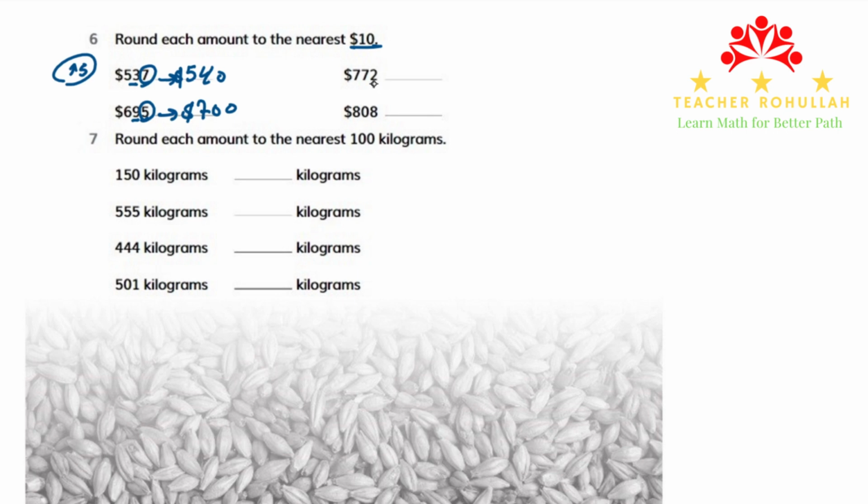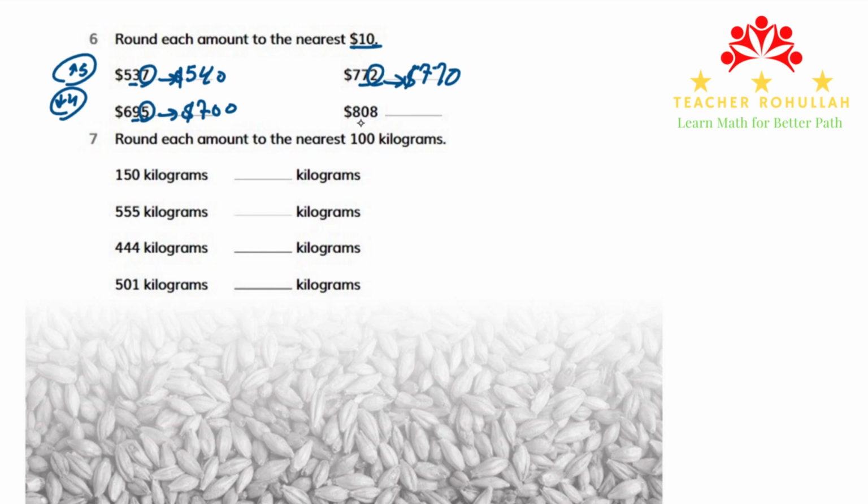The third amount is $772. We underline the digit in the tens and circle the digit in the ones place. 2 is 4 or less. So this amount rounds down and we get $770.